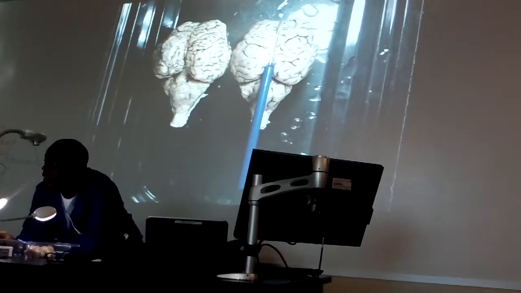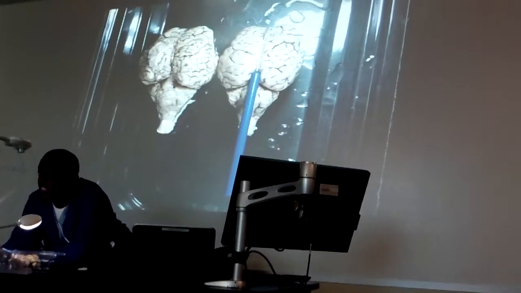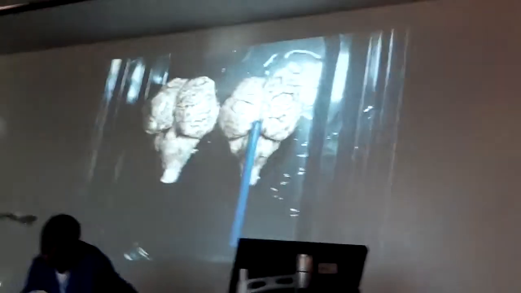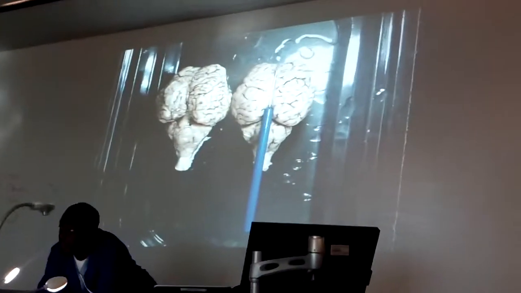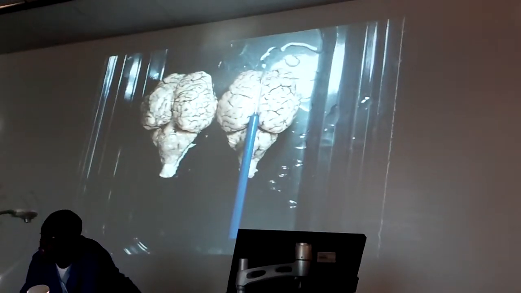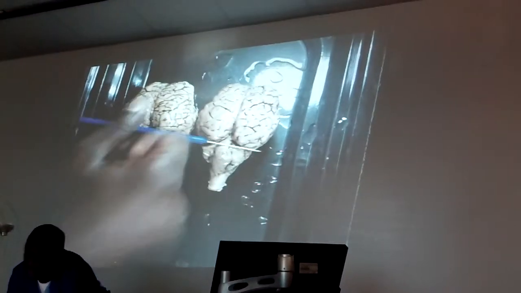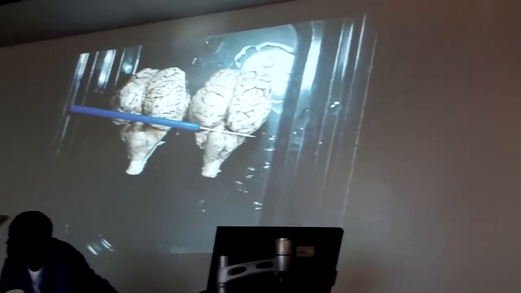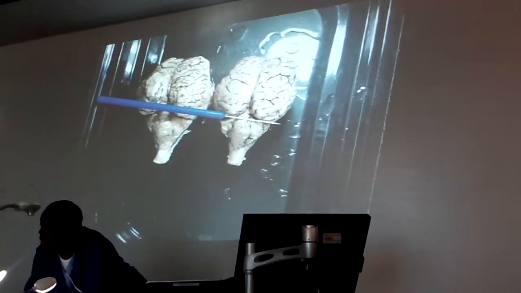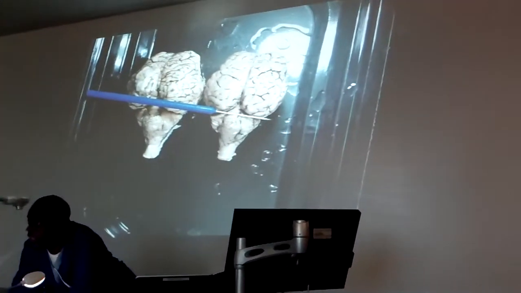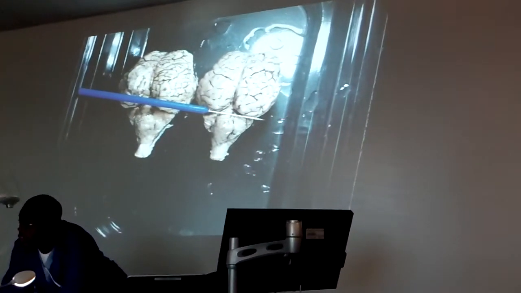This fissure right here divides the brain into left and right hemispheres. So that left and right hemisphere is divided by this thing called what? A longitudinal fissure. This fella right here divides the brain into cerebrum and cerebellum. So Mr. Gilmore, what is his name? His name is transverse fissure.